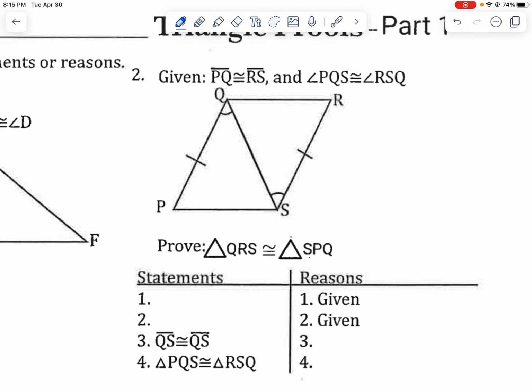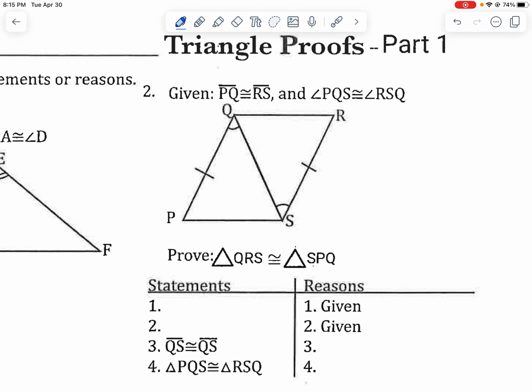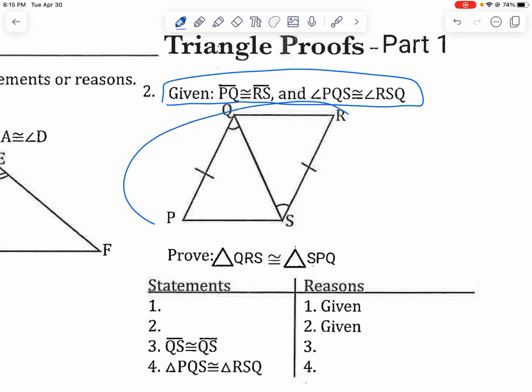We're going to use number 2 as our first example here. On each one of these problems, you'll be given a picture of a couple triangles, and you'll have some things listed as given. These givens are already on our picture. So we've got that PQ and RS are congruent. We've got the congruent marks there. And then angle PQS, that's this one, and angle RSQ are congruent as well.